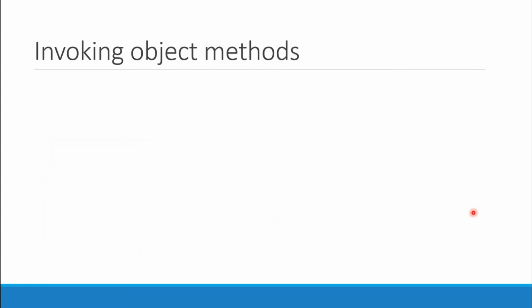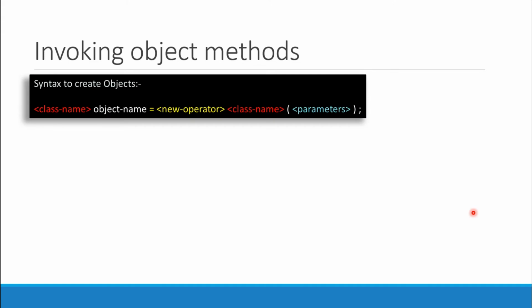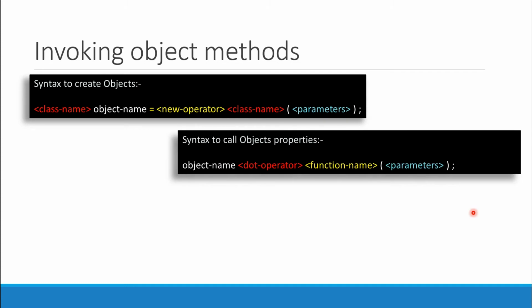Now how do you invoke object methods? We have learned till now to create an object. After creating an object, you need to understand the syntax for invoking the methods. For invoking the methods, you basically pass the object name, then you use the dot operator, then the function you want to invoke, followed by the parameters of that function.